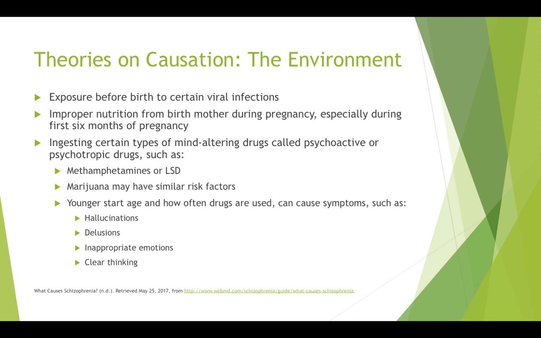Studies show that taking certain mind-altering drugs, psychoactive or psychotropic drugs such as methamphetamines or LSD, can also make schizophrenia more likely to occur. Some research has shown that marijuana use has a similar risk. The younger you start and the more often you use these types of drugs, the more likely you are to have symptoms like hallucinations, delusions, inappropriate emotions, and trouble thinking clearly.